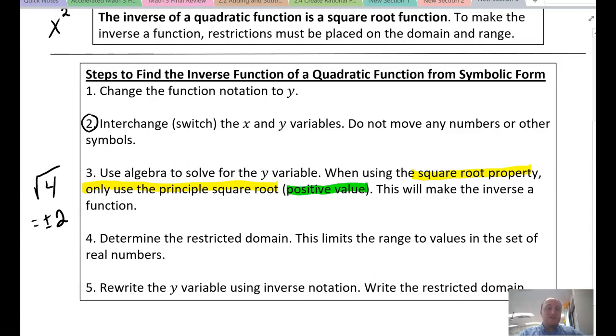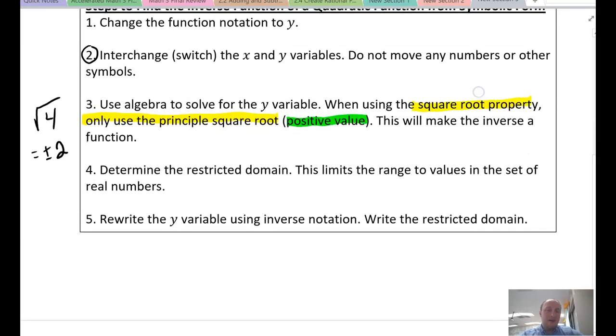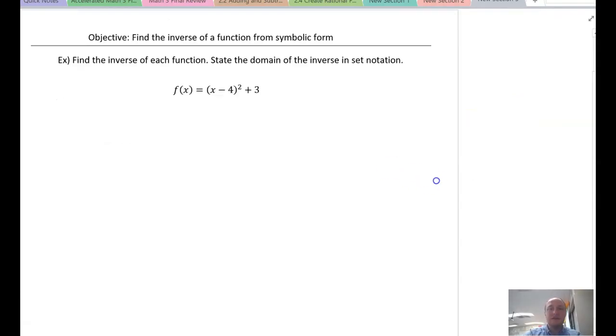All right, so after that, the fourth step, determine the restricted domain. This limits the range values to the set of real numbers, okay? So we'll only focus on that specific domain. And then step 5, rewrite the y variable using inverse notation, and we'll write that restricted domain. Okay, so without further ado, here is our first example.